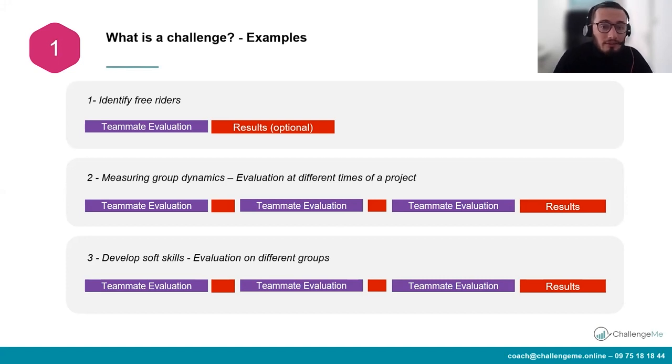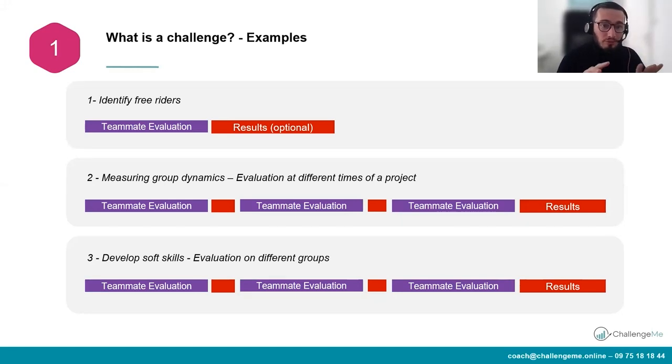So regarding the challenge and the different use cases we have, here is how you can define a challenge for each of the use cases. For identifying the free riders, we will only have one phase, which is a teammate assessment phase. And we can also add a result phase, allowing the students to find out their results, but it's optional for this case.